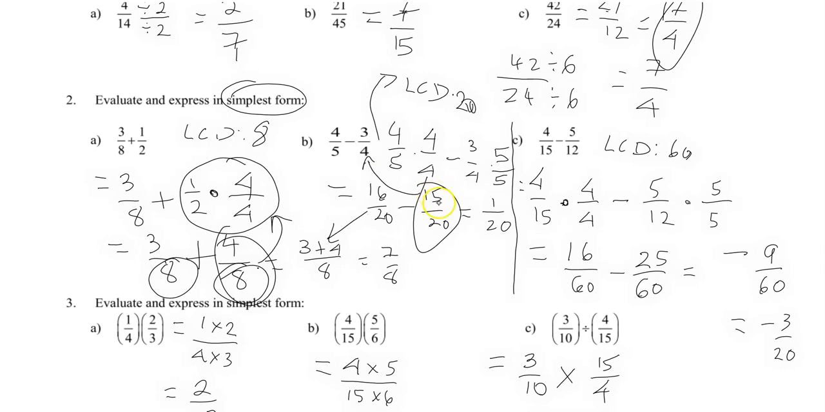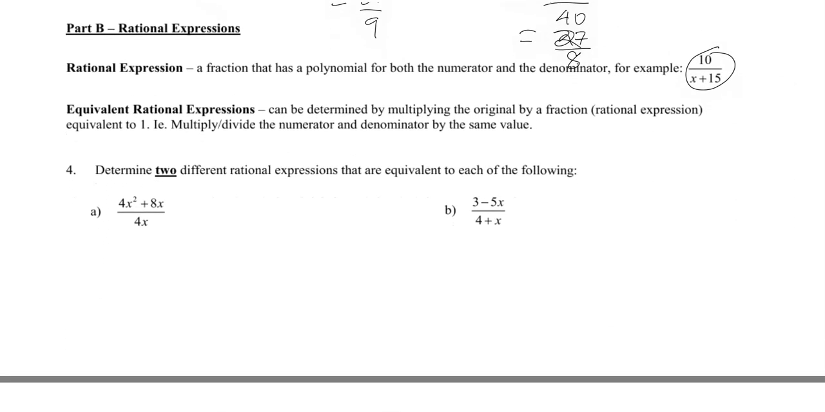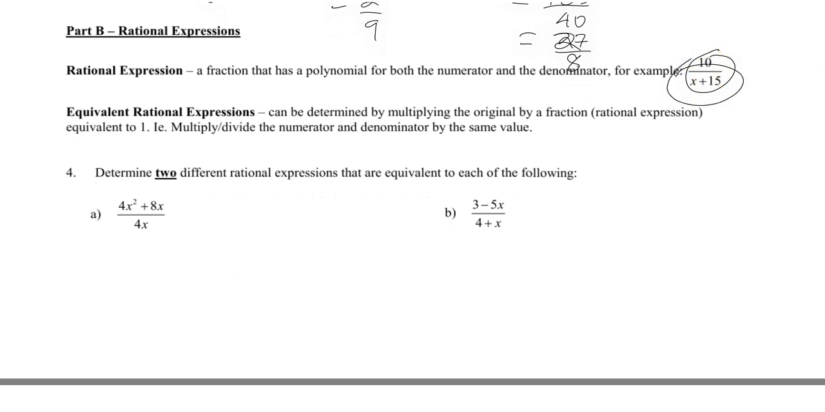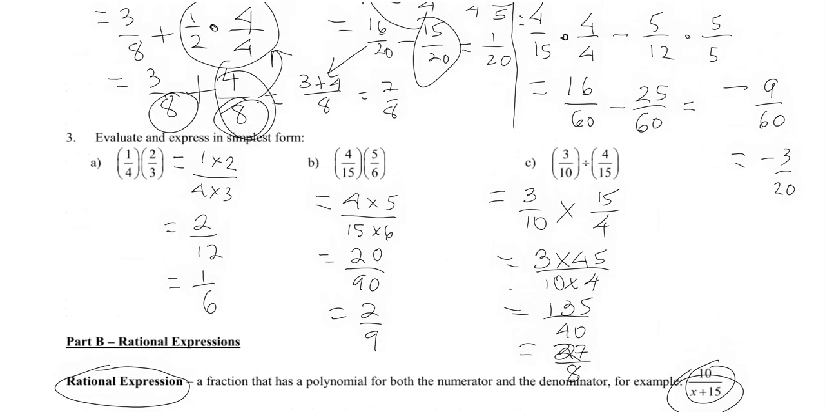Right? You divide this by 5, you get 3. You divide this by 5, you get 4. These are equivalent rational expressions. So they'll come in handy if we want to add or subtract these rational expressions here. They can be determined by multiplying an original fraction, aka a rational expression, right? Sometimes called an algebraic fraction, by a fraction equivalent to 1. In other words, multiply the numerator and the denominator by the same value. And again, that's exactly what we did up here, right? Multiply the numerator and the denominator both by 4.